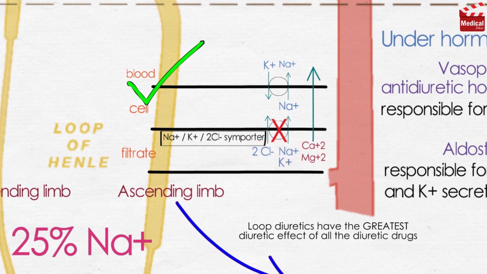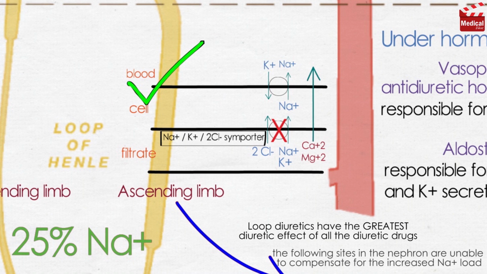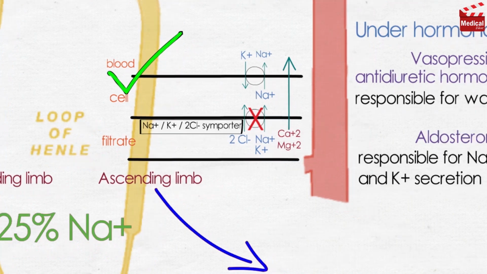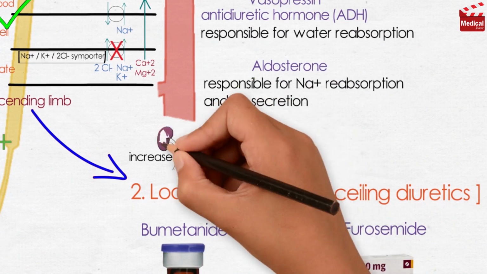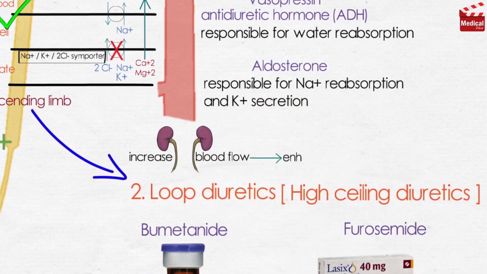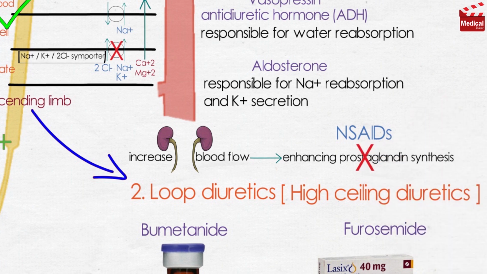As we know, the ascending limb accounts for reabsorption of 25 to 30% of filtered sodium, and the following sites in the nephron are unable to compensate for the increased sodium load. The loop diuretics may increase renal blood flow, possibly by enhancing prostaglandin synthesis. Nonsteroidal anti-inflammatory drugs inhibit renal prostaglandin synthesis, and can reduce the diuretic action of loop diuretics.